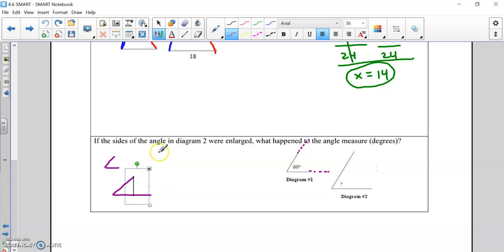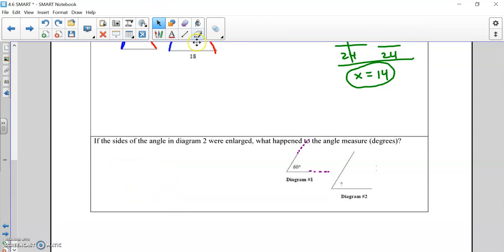A good way for us to see what happens is to trace over that angle. Let's take a look for ourselves. Here's my angle. And let's see what happens when I place it on top of the new one. Notice how that angle still fits perfectly on top of that second one. So what that's telling us is that no matter what we do in terms of extending the sides, like changing side lengths, the angle does not change.